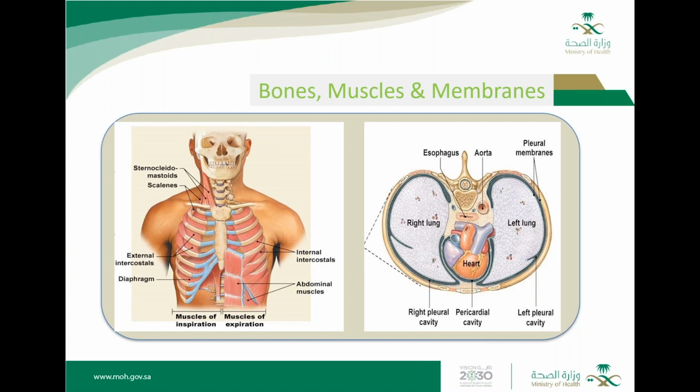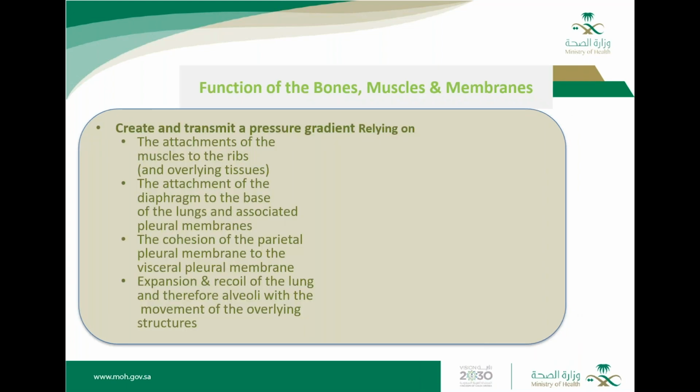Now, the functions of the bones and the muscles and membranes are very important. They create and transmit a pressure gradient, like I said, relying on the attachment of the muscles to the ribs, and that is very important, and the overlying tissues. And then the attachment of the diaphragm to the base of the lungs and associated pleural membranes. And there are tiny ligaments that attach the pleural membrane to the diaphragm. And when the diaphragm contracts, it acts on pulling the pleural membrane down and allowing that difference in pressure between the inside and the outside and allowing the gas to move in.